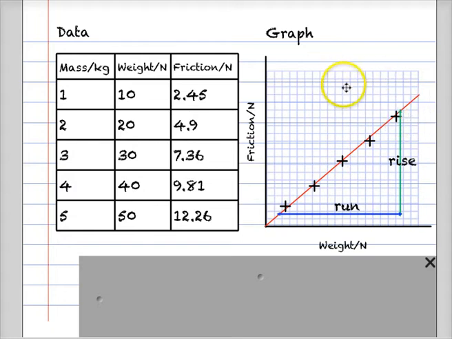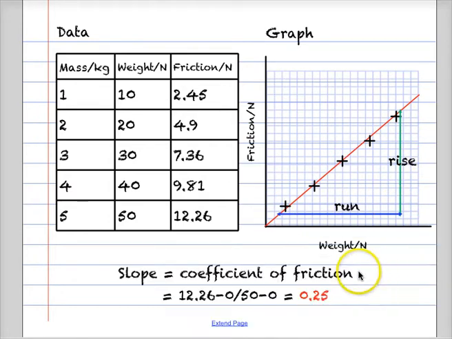Excel will quite happily work out the slope of this graph for me, or I can calculate the rise over the run to find out what the coefficient of friction is. So that's what I've done here. Slope is coefficient of friction, 12.26 minus 0 divided by 50 minus 0 gives me 0.25. So the coefficient of friction for these surfaces, the book and the surface that it's on, is 0.25.